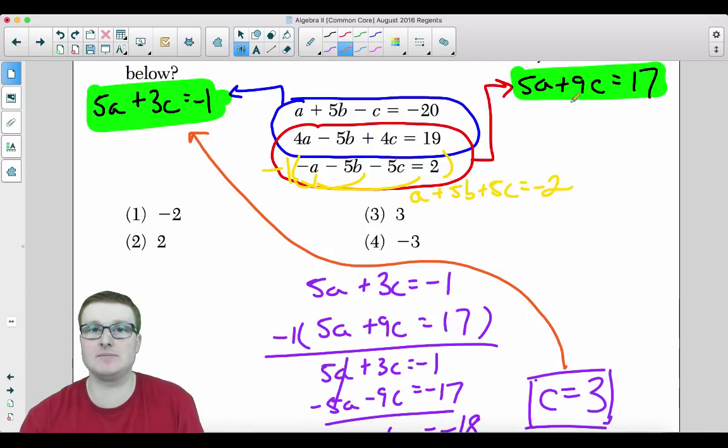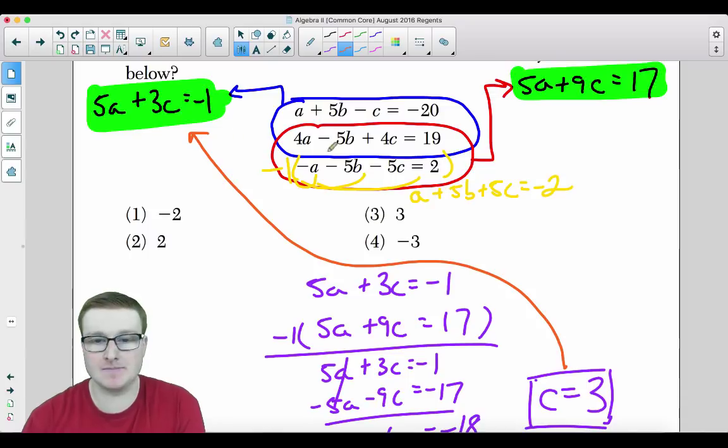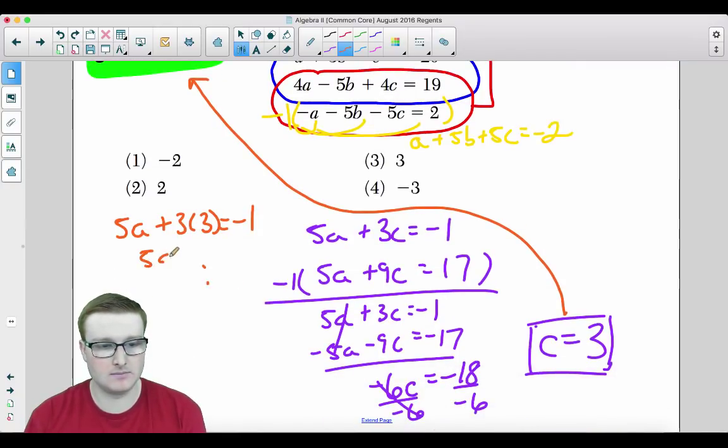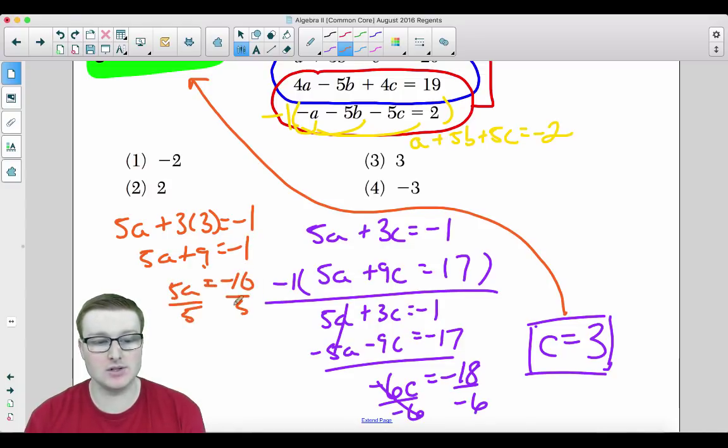I like this one because I don't like big numbers over there. So I'm going to plug it in over here. So we get 5a plus 3 times 3 equals negative 1. 5a plus 9 equals negative 1. Subtract that 9. We get 5a equals negative 10. Divide by the 5 on both sides, and we get a is equal to negative 2.